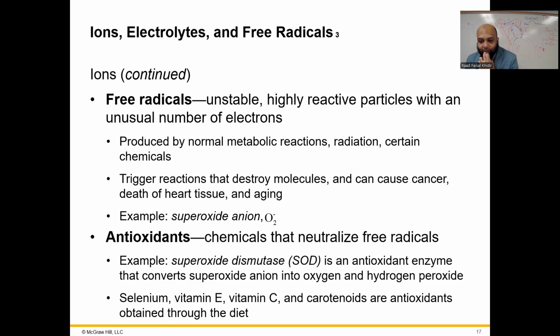Antioxidants are chemicals that neutralize the free radicals. So an example would be superoxide dismutase. That's an antioxidant enzyme. It converts superoxide anion into oxygen and hydrogen peroxide. So selenium, vitamin E, vitamin C, and carotenoids are antioxidants obtained through diet.